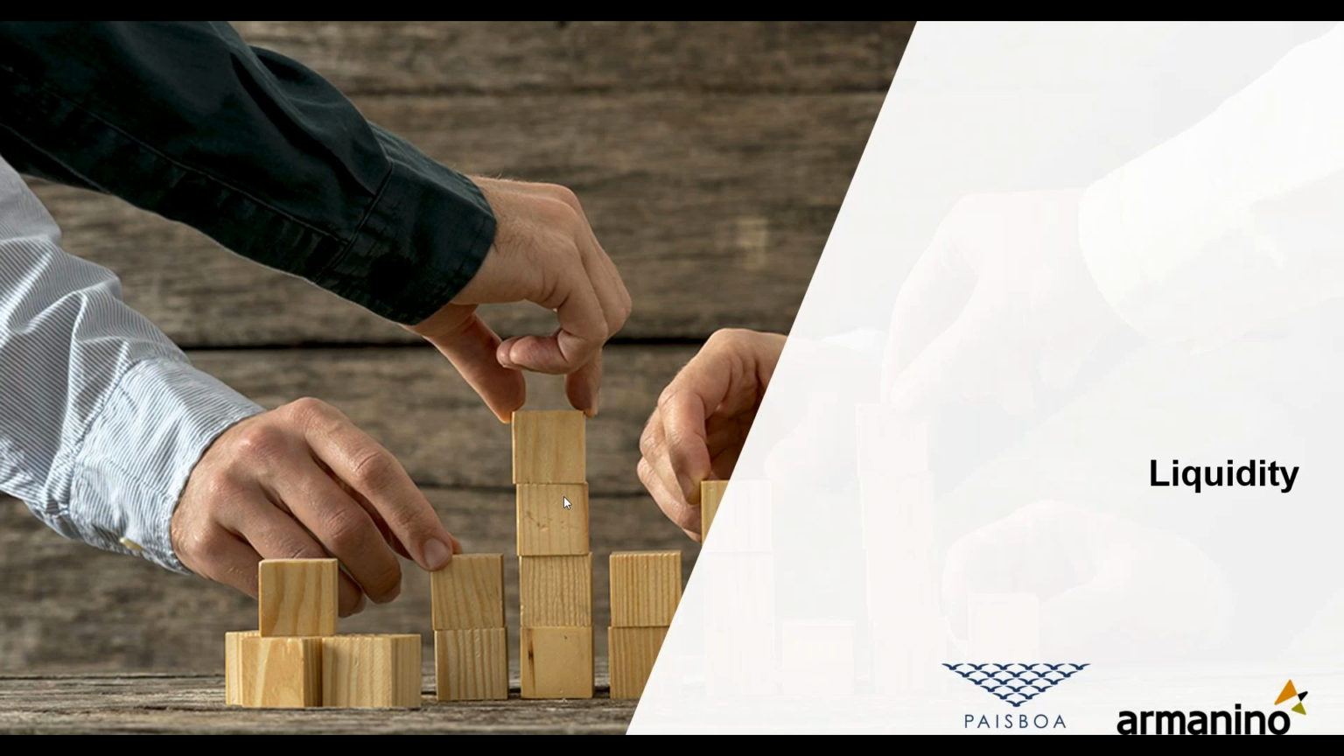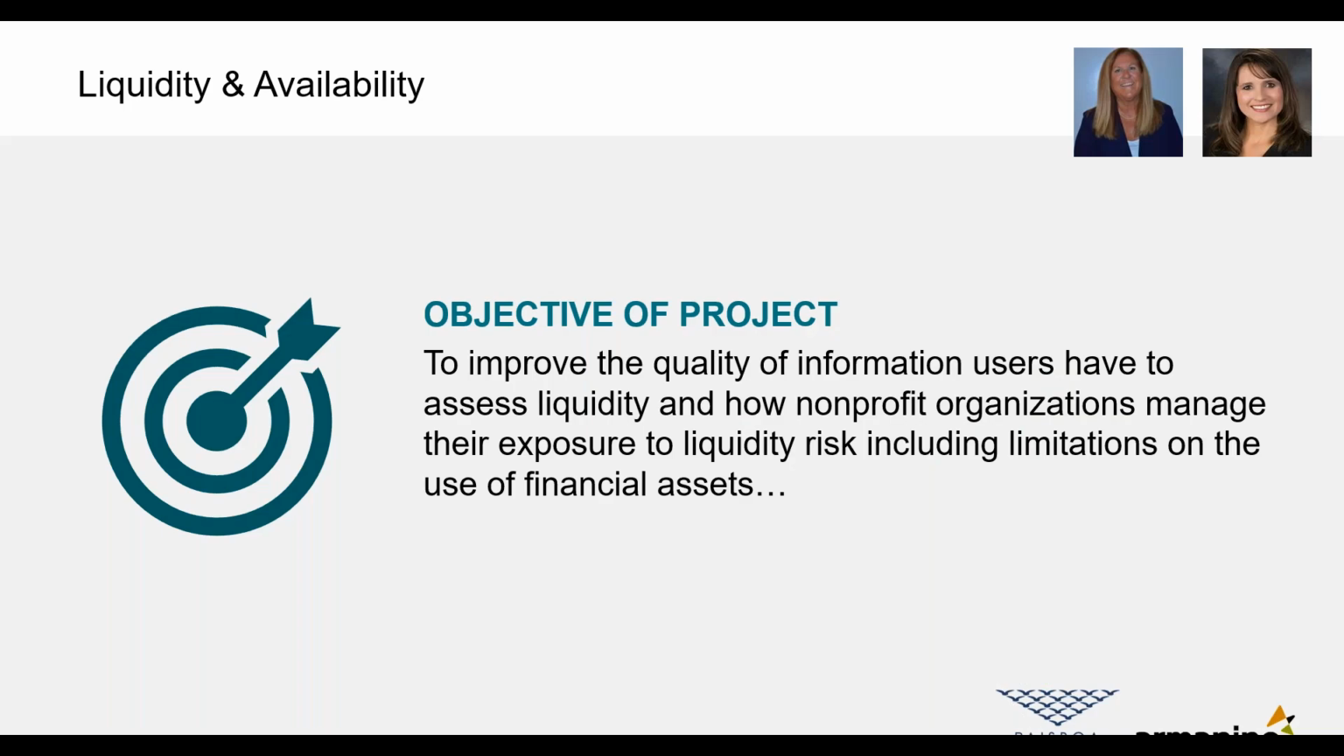FASB felt that when nonprofits had no liquidity disclosures, it really impeded the reader's true picture of the organization. They couldn't really see who the organization was and what its position was. So that's why they came about with this change. It's really to improve the quality of information that users have so that they can assess the liquidity of nonprofit organizations and know how they're going to manage their exposure to liquidity risk.